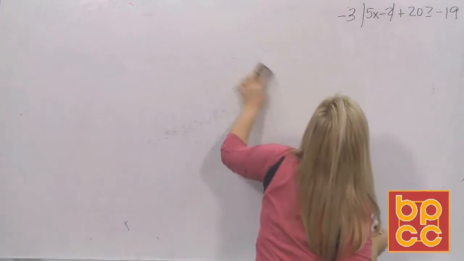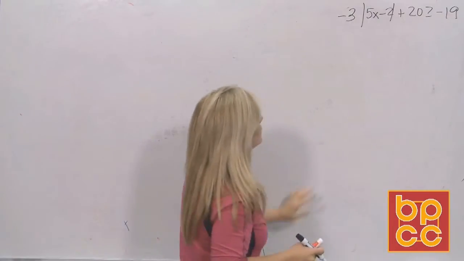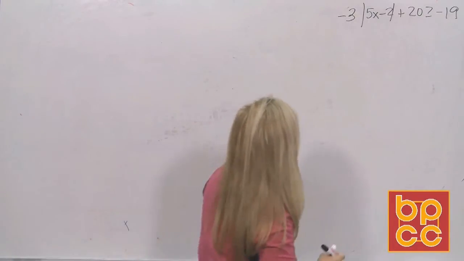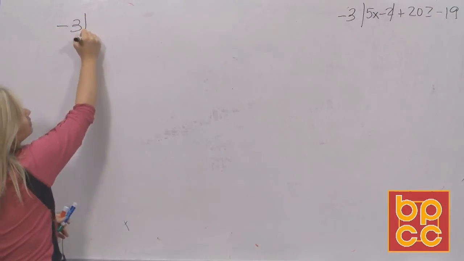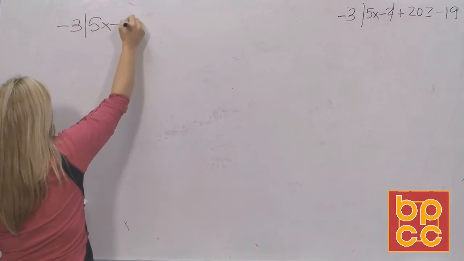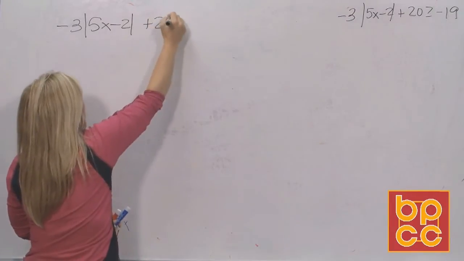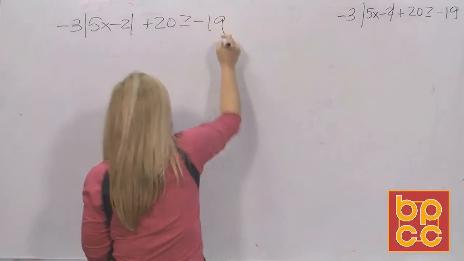All right. Let me pull this one over here. It's kind of big, so let's pull this one over here. -3 absolute value of 5x minus 2, plus 20, is greater than or equal to -19.